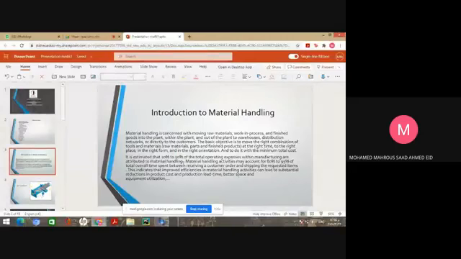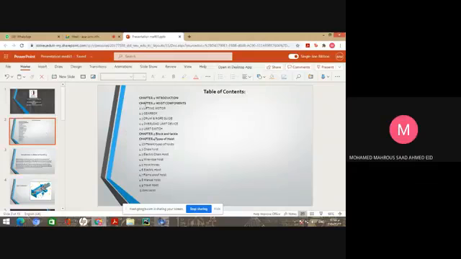Introduction to material handling. Material handling is concerned with moving raw materials, work in process, and finished goods into the plant, within the plant, and out of the plant to the warehouse. My presentation is divided into five main parts: chapter 1, introduction; chapter 2, the hoist components; chapter 3, block and tackle; chapter 4, types of hoist; and the final is conclusions.